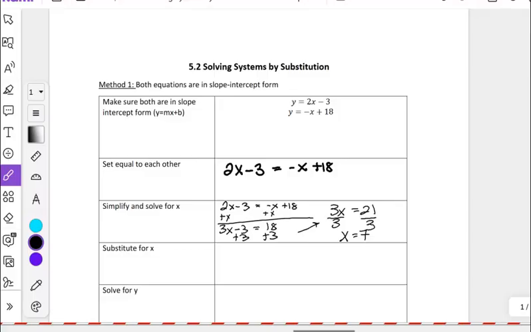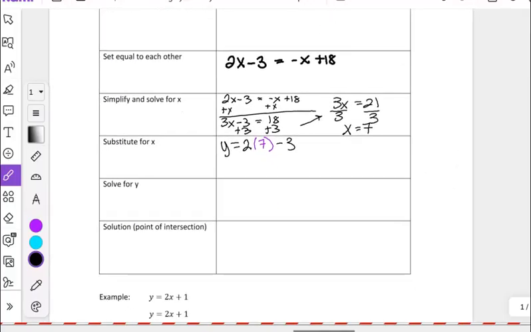Now I'm going to substitute 7 in for x in one of the original equations. I'm going to do the first one. So I'd have y equals 2 times 7 minus 3. I'm plugging the 7 in for x because we had solved for x. Now we have to solve for y. So y equals 2 times 7 minus 3. That's 14 minus 3. So y is going to equal 11.